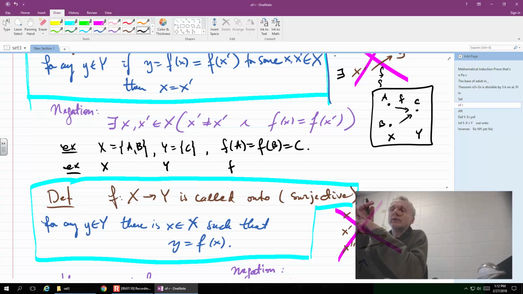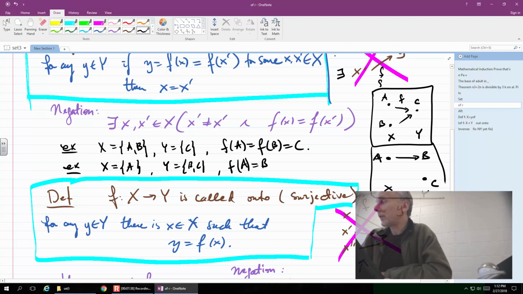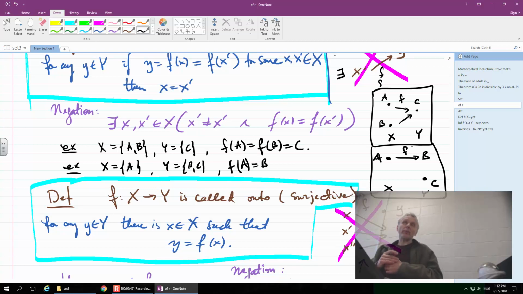So once again, what's the example of a function that is not onto? X has one point, y has two points. Okay, that's right. So this is, say, B, C. F of A is equal to, say, B. So in other words, one element goes from A to B, but then there's one more element and we don't have anything for it. So that's an example of a function that's not onto.